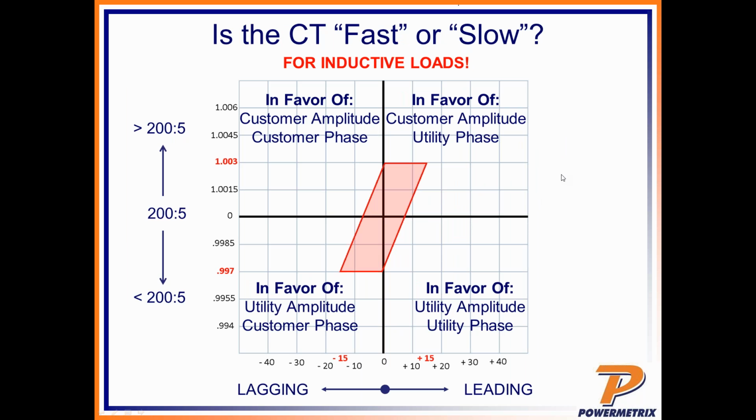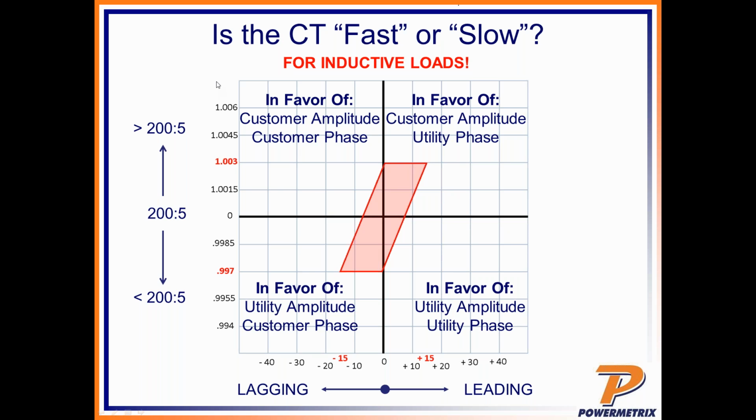This is the biggest question that we get sometimes, right? Everyone's familiar with if a meter is fast or slow or not, and whether that is in the utility's favor or whether that is in the customer's favor. Not so cut and dry when you're dealing with CTs, okay? So if we look at, once again, we're looking at parallelograms here. I know it's fun stuff, okay?